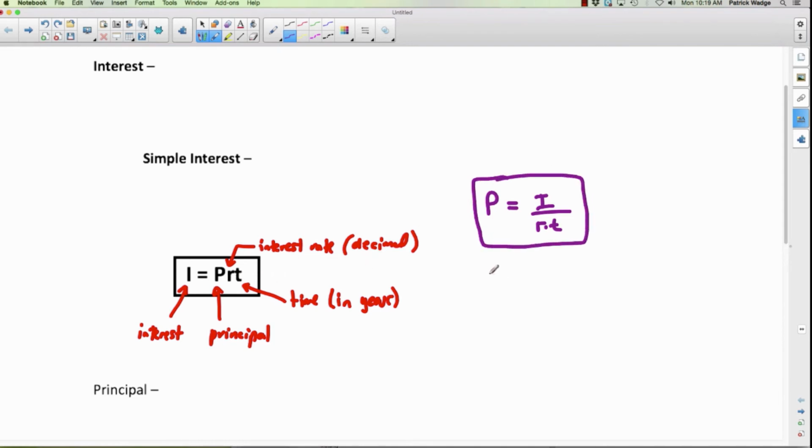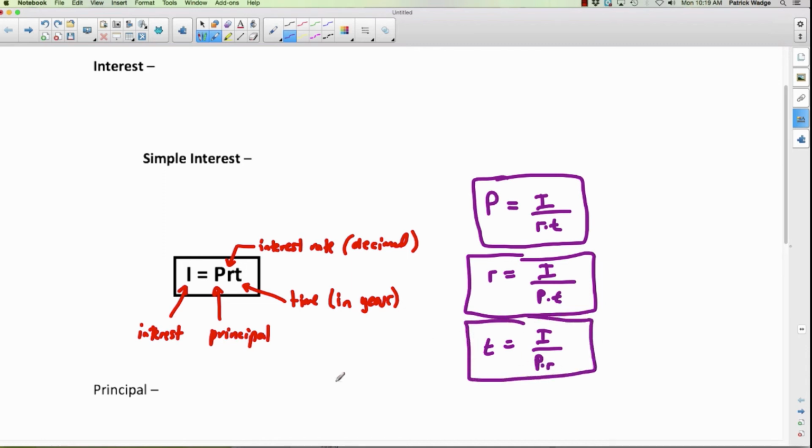What if you're trying to figure out the R? Well, in that case, you'd need to divide both sides by the P and the T. So you'd end up with R equals I divided by P times T. That's the formula you use if you're trying to find R. And what if you're trying to find T? Well, in that case, you're going to have to divide both sides by PR. So you'd have I divided by PR, P times R if you want. So you actually have 4 formulas. They're all based on this one, but you end up having these rearrangements of it if you're trying to find P or R or T.